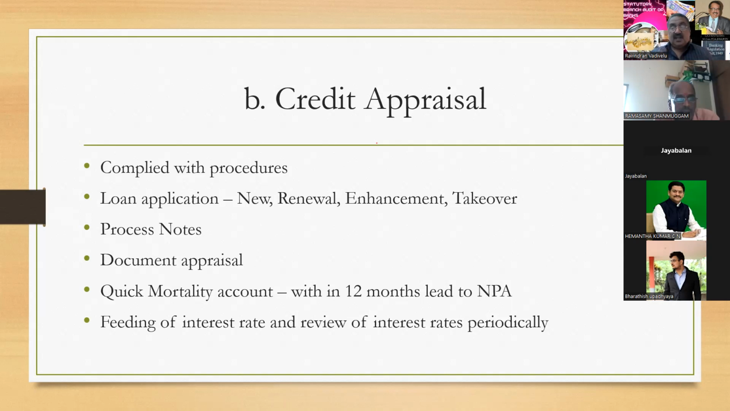For this, please ask for the interest run statement. That is another statement you have to ask for, and you have to see whether the interest rate changes have been given effect in the account or not. That you have to verify. This is possible with 100% only by the concurrent auditors. As a statutory auditor, you can do it on a test check basis. Feeding of interest rate and review of interest rate periodically.